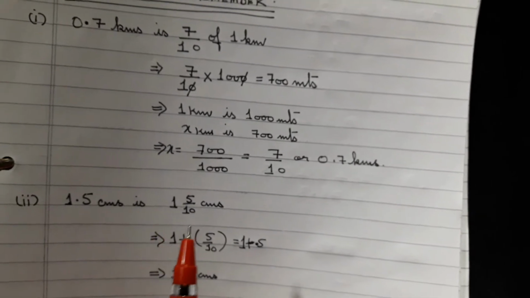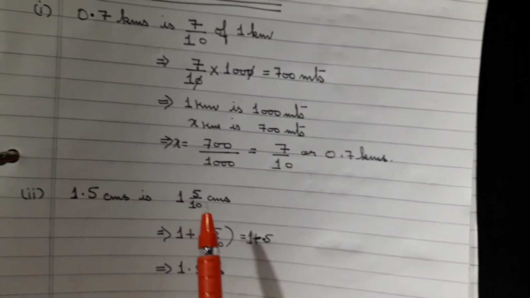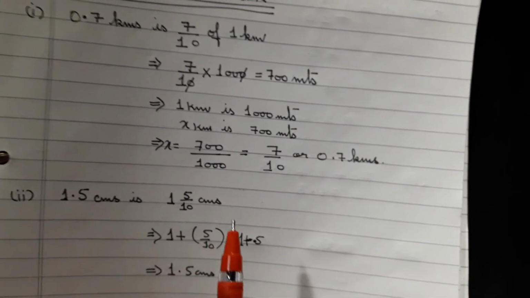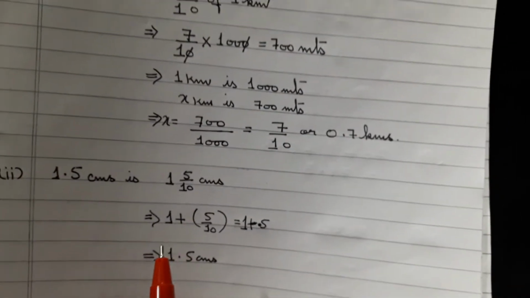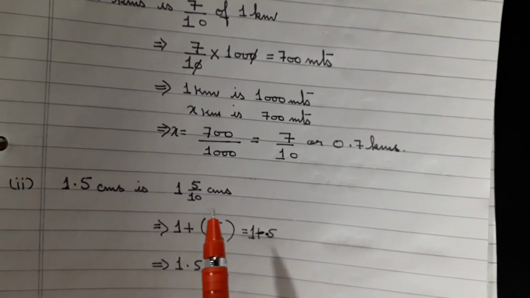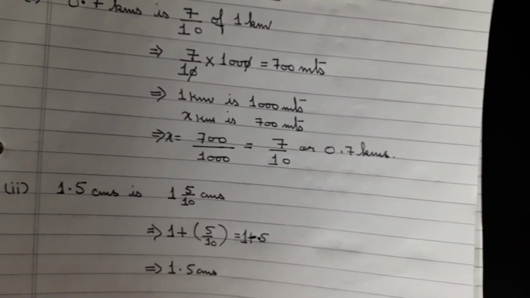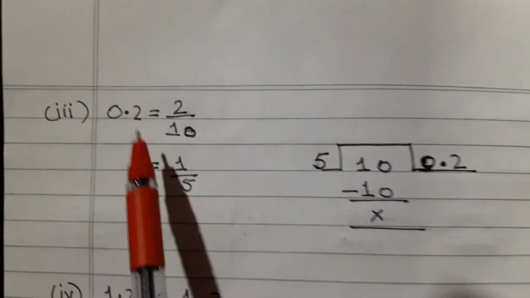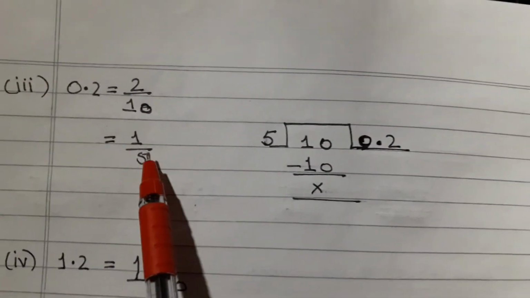How? We will see. Take 1 as the whole number plus 5 over 10, since 0.5 means 5 over 10. So 1 plus 0.5 is 1.5. Did you understand this? 1.5 centimeters is 1 and 5 over 10, because 5 over 10 gives you 0.5. So 1 plus 5 over 10 is 1 plus 0.5, which gives you 1.5. Now look at this one: 0.2 means 2 over 10, which means 1 over 5.